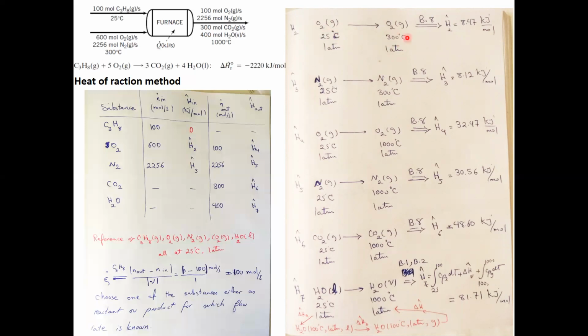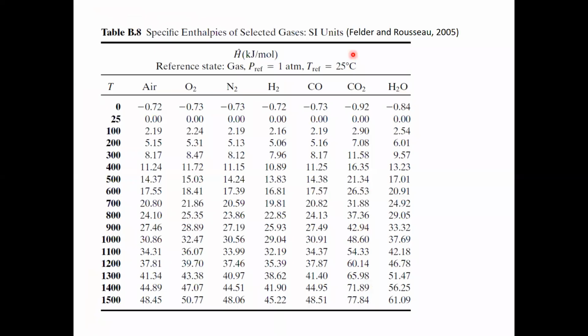So for oxygen, you can refer to table B8 at the end of your book. The specific enthalpies of some gases are available in this table. If you want to use this table, your reference state should be gas. For all of these components, they are gas at 25 degrees and 1 atmosphere, right? So if your component is not gas at this temperature and pressure, this table is not applicable. I think the only one you have to consider is water. I will explain this.